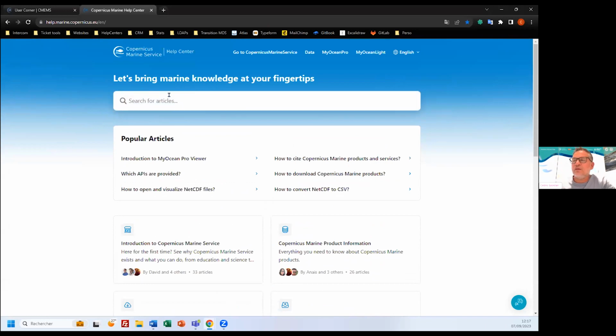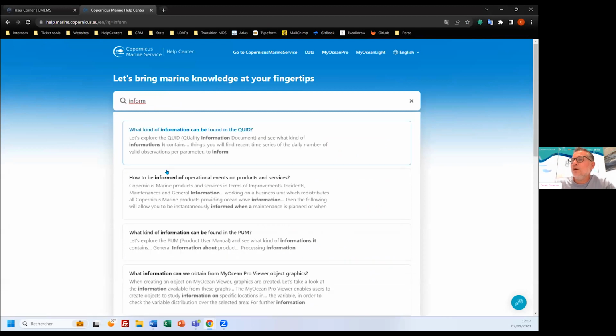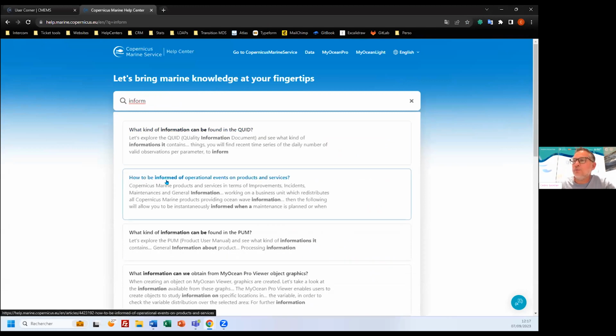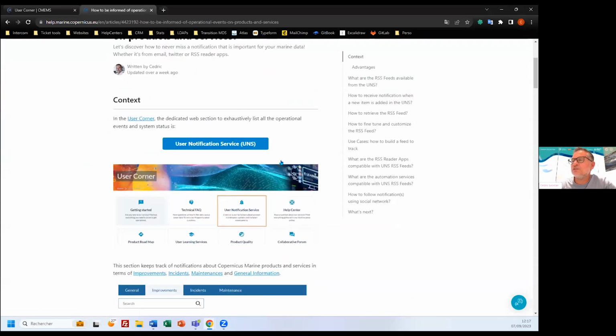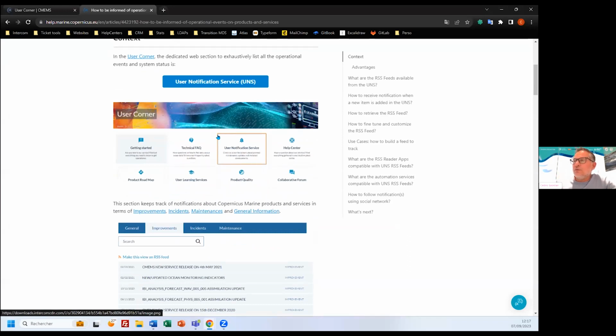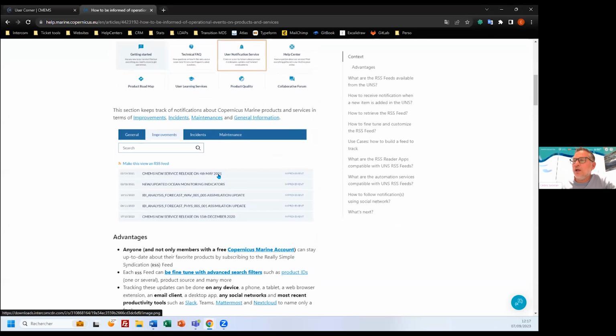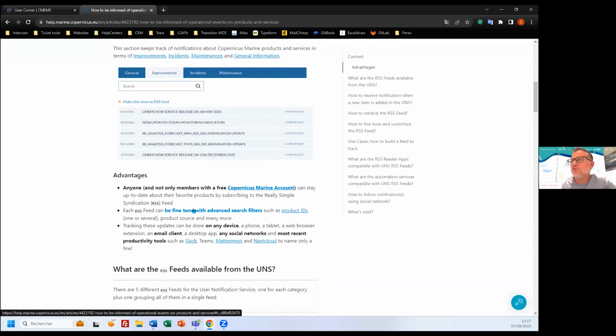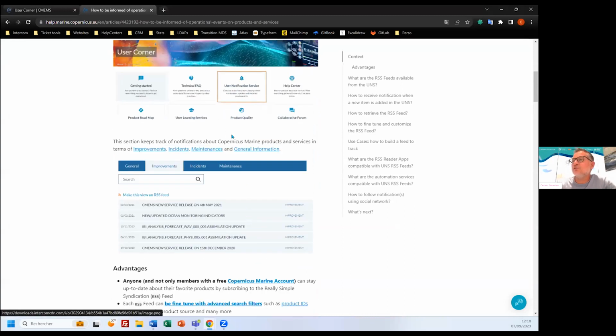You can specify a keyword, for example, inform. I can read this article, how to be informed of operational events on products and services. I will show you later the specific page to have the list of these operational events. So I click on the title, and I reach the article, of course, and you will see how to reach the section and how to build a RSS feed to be informed automatically on operational events. So I will show you later this section.